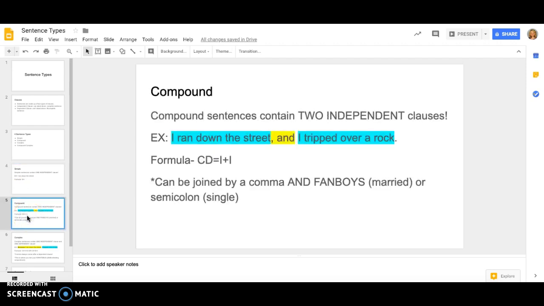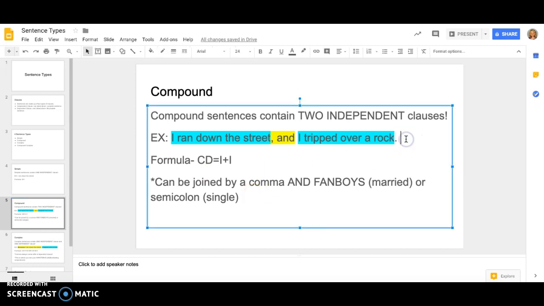Compound sentences contain two independent clauses. Example here is I ran down the street, comma, and I tripped over a rock. If you notice, your formula for compound sentences is I plus I. Well, that has to be joined and glued together by either a comma and a fanboys or a semicolon. Remember we talked about the comma and fanboys, they're married. You will always see them together in a compound sentence. You can't have one without the other. And the semicolon is single. So compound sentences contain two independent clauses.